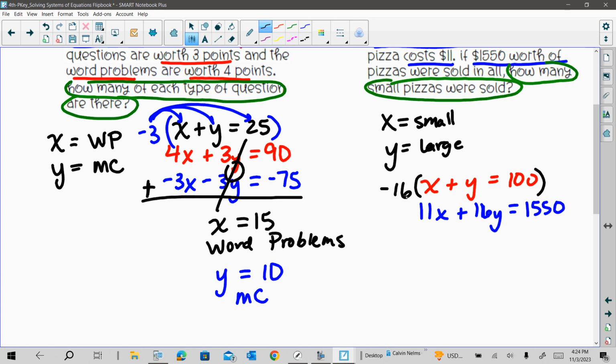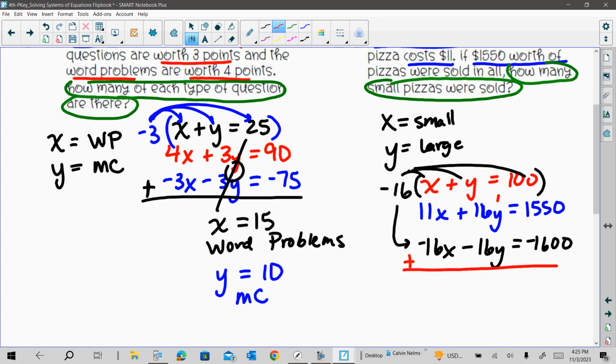So I'm going to distribute that negative 16 to each term. I'm going to rewrite it underneath here. That's going to give me negative 16x minus 16y equals negative 1600. Now I can add them to eliminate the y's.